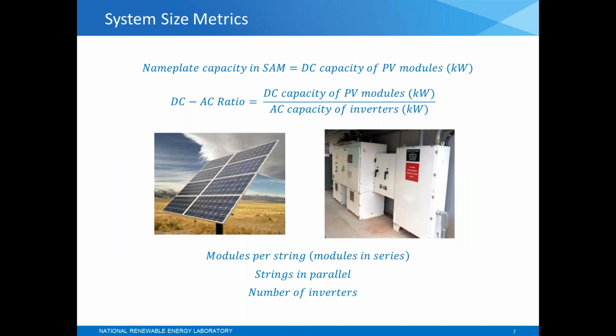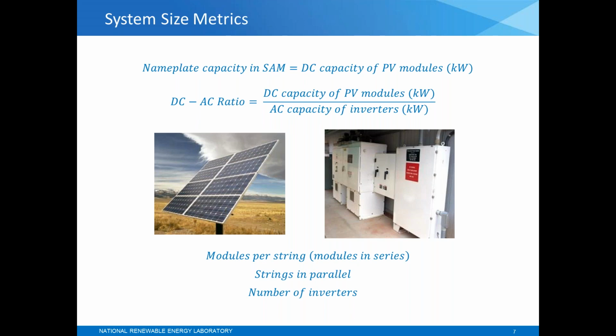To start with, let's define some of the metrics. This may be a little bit too simple for some of you listening in, but bear with me as I briefly walk through some of the things we're going to be talking about. Probably the biggest metric that you're used to hearing when you think of a PV system size is what in SAM we call the nameplate capacity. PV systems in particular are tricky because they can be rated either on the DC capacity, the capacity of the modules themselves, or the AC capacity, which is the capacity of the inverters.